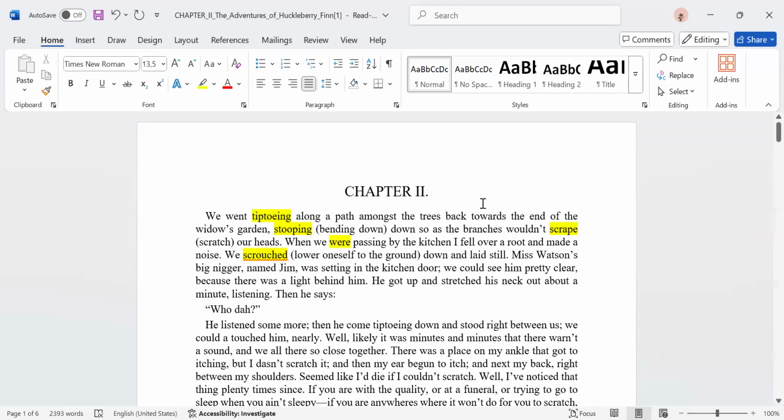It's the same, we're still talking about the past. Here we have crouch down and laid still. Crouch and laid, they're both past tense. Okay, now I'm going to summarize the whole meaning of the passage later after we analyze everything.